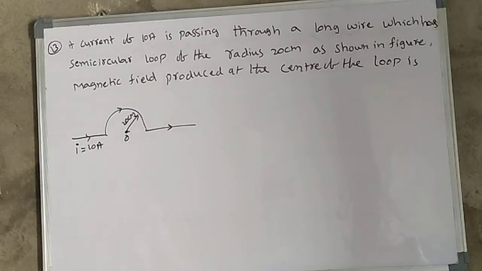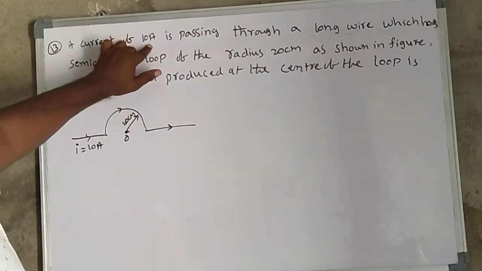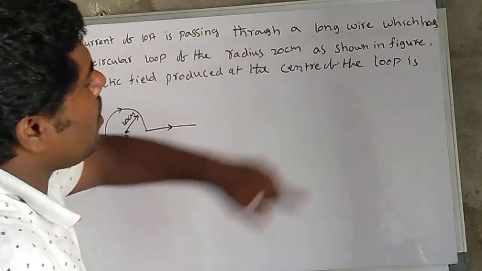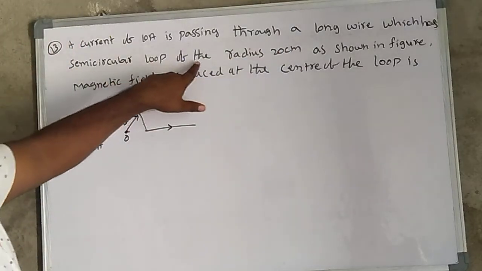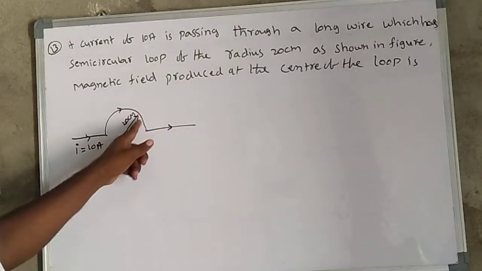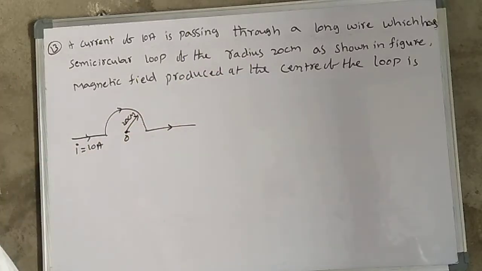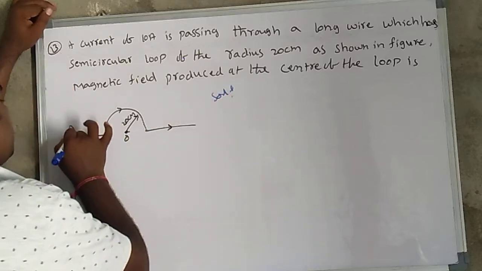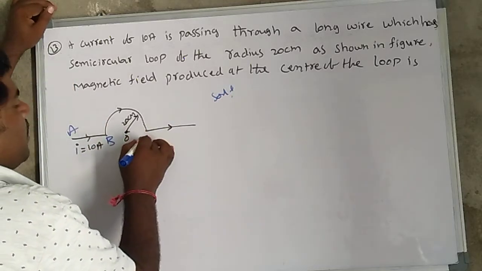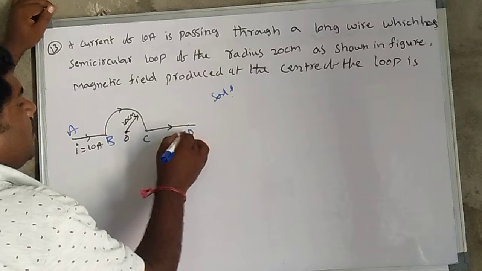Another important model. A current of 10 ampere is passing through a long wire which has a semicircular loop of radius 20 centimeter, as shown in the figure. Find the magnetic field produced at the center of the loop. This is a semicircle only. Let us consider this point is A, this point is B, this point is C, this point is D.